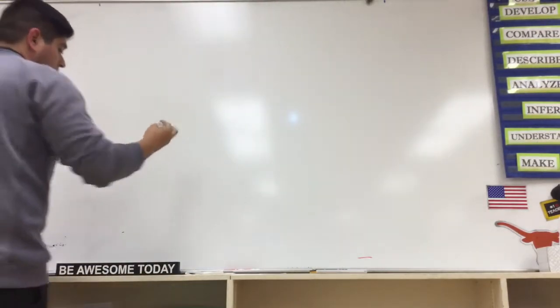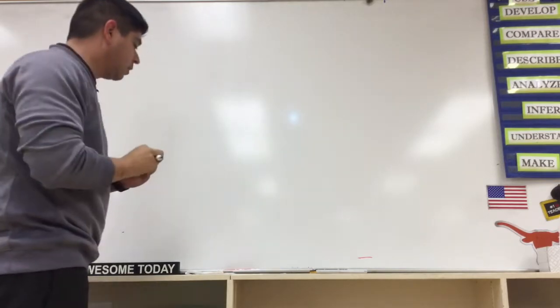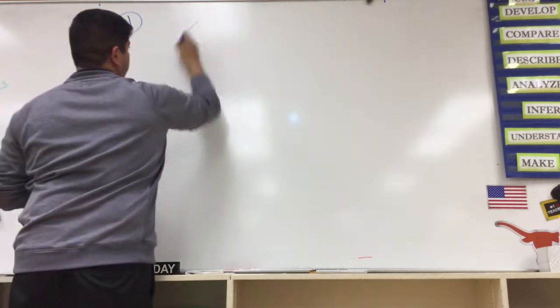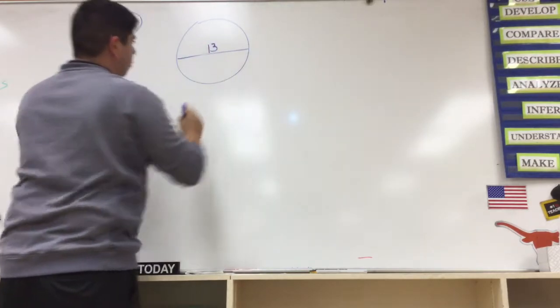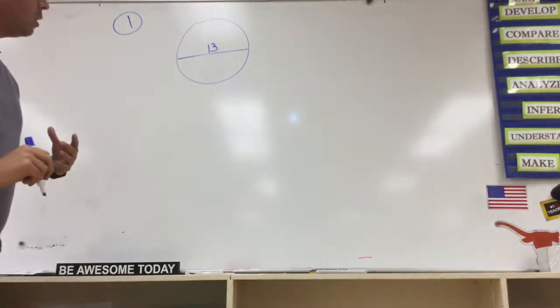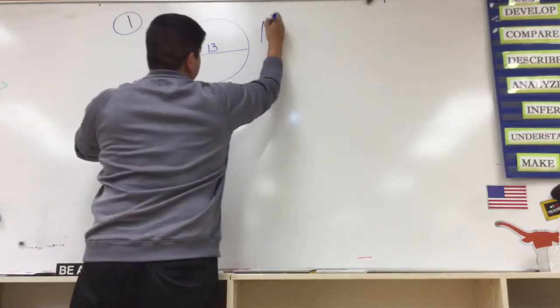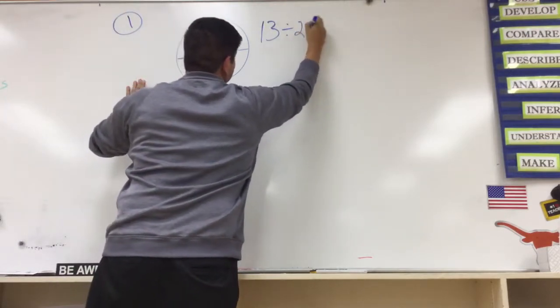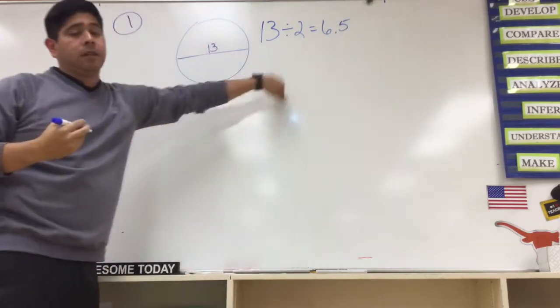All right. So number 1, talking about the circle with a diameter of 13 centimeters. If you need to draw a picture, we've got a diameter of 13. Remember, diameter goes all the way across. So if I need to find the radius, I just have to divide this by 2. So 13 divided by 2 gives me my radius of 6.5.